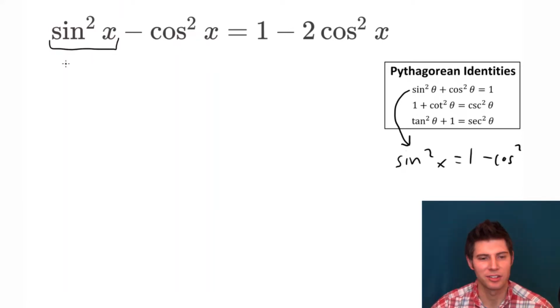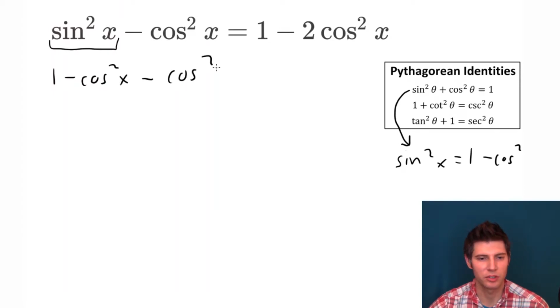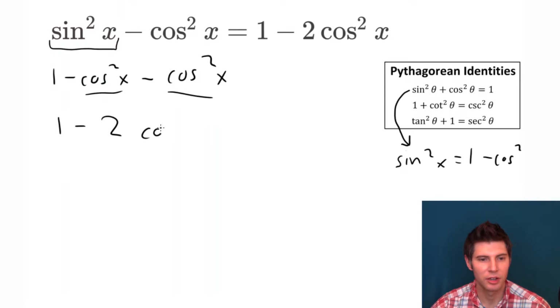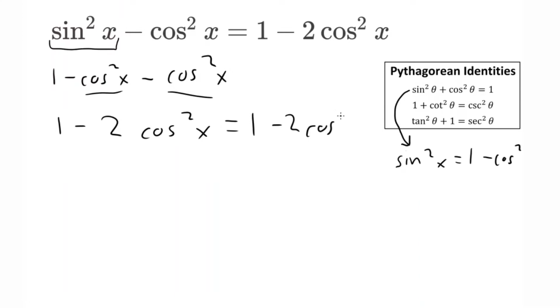So I'm going to plug that in here. It's going to be 1 minus cosine squared x. That's just my sine squared rewritten, minus cosine squared x. So now I have two of these cosine squared x's, and they're both negative. So I'm going to write it that way. 1 minus 2 of the cosine squared x's. And now we're done. That's what we were trying to equal.